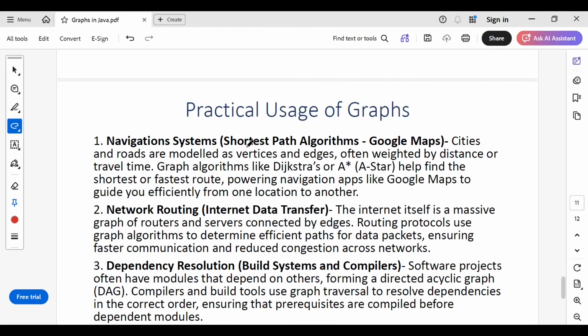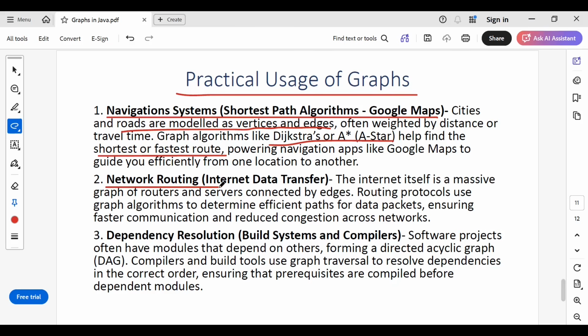Then, of course, graph is a very important data structure. So we can see some of the practical usage of graphs. Any navigation system, Google Map, all that will be using graphs, where cities and roads are modeled as vertices and edges, right? So you'll use a weighted graph where you can use an algorithm like Dijkstra's or A star to find the shortest or fastest route, right?